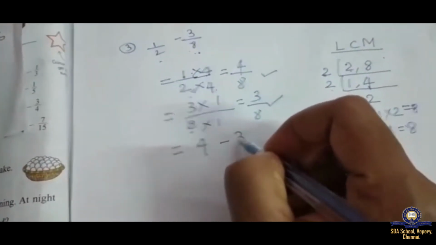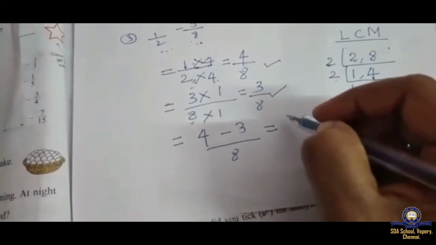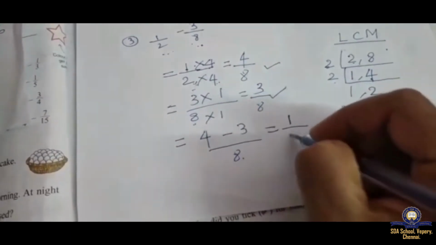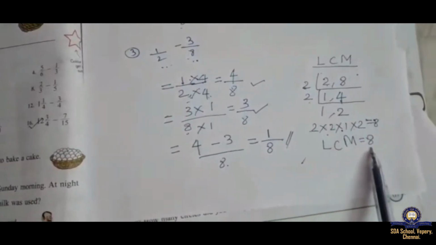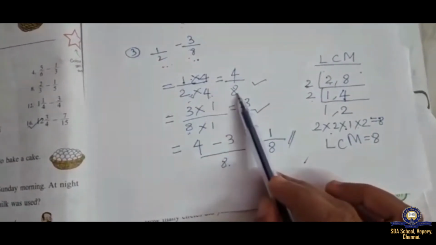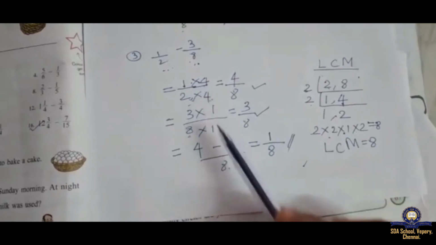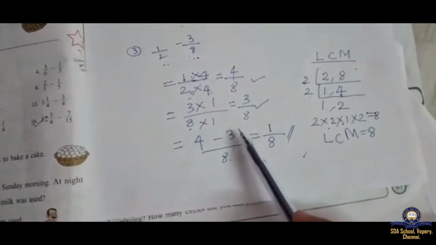4 by 8 minus 3 by 8 equals, if you minus 3 from 4, how much? 1. And bring this 8 here. 1 by 8. So 1 by 8 is the correct answer. Now you saw the difference. If the denominators are different, we have to find LCM. So we got LCM 8 for this sum, and we have to multiply with a number so that we get 8. I have taken 4 for the first number, so I got denominator 8. After multiplying, you take the numerators 4 and 3, minus them and bring that 8 here. 4 minus 3 is 1, so 8 as it is. 1 by 8 is the answer. You understand it, students?